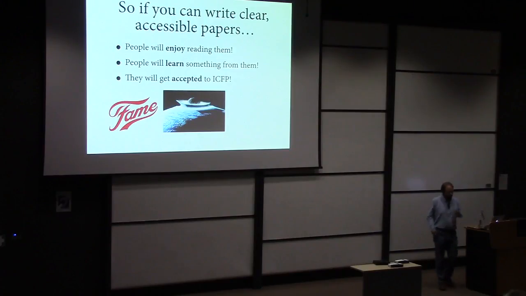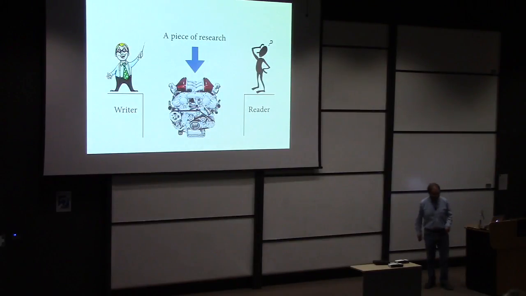So how can you do this? Or rather, first, in order to understand how to write more clear and accessible papers, you have to understand what is the difficulty. And I think the key difficulty is this gap between the writer of the paper and the readers. So in the middle of this picture, you see a piece of research. Okay, this is something that the writer of the paper has created, this beautiful thing.